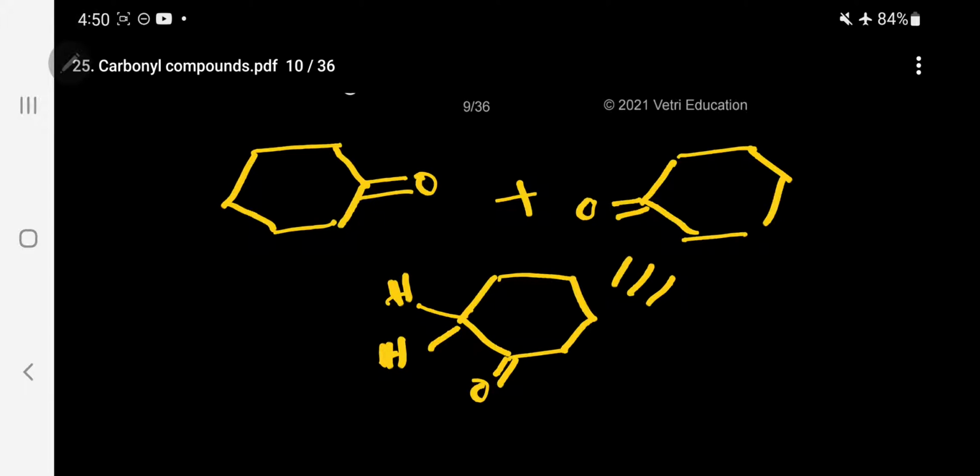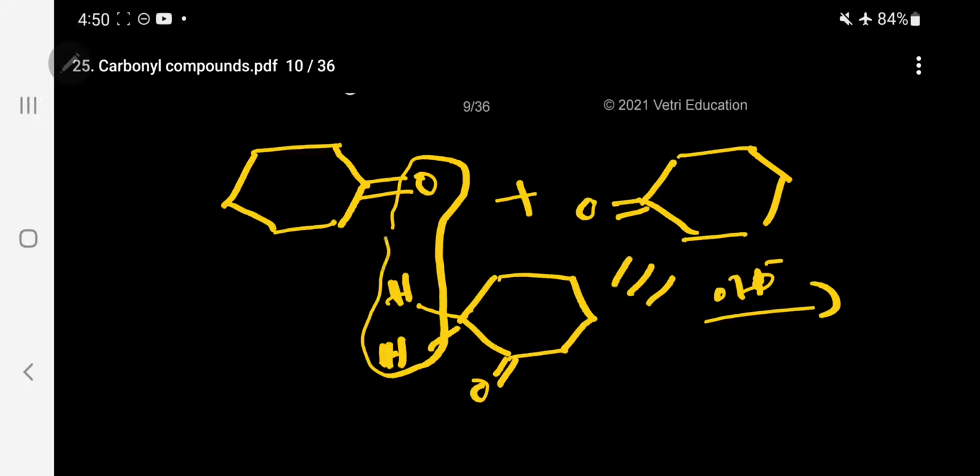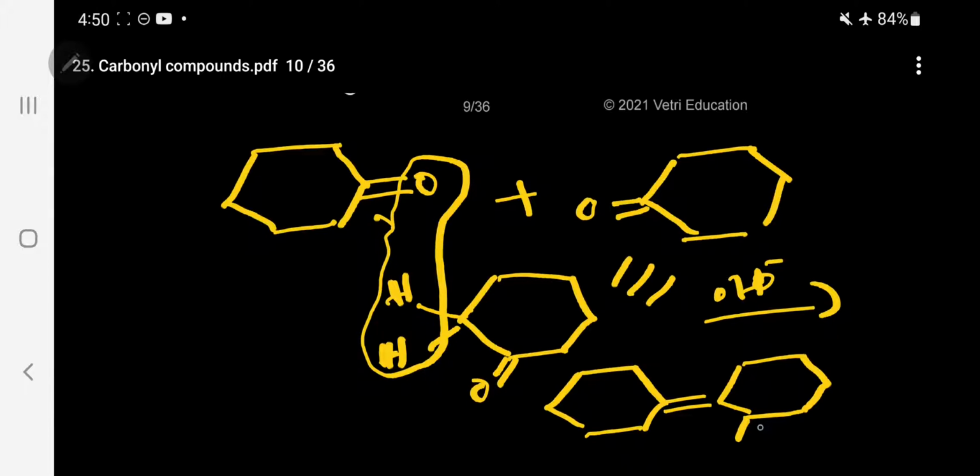Kindly follow. In the presence of a base, it undergoes condensation, going out in the form of water. So what is now produced here? This is the cyclohexane ring, with a double bond. This is the double bond. Kindly follow, so this is the product form.